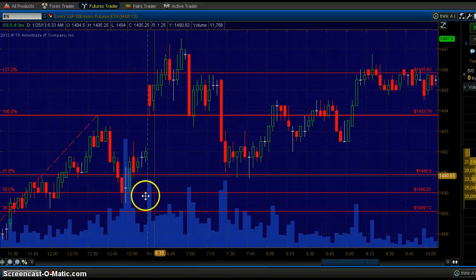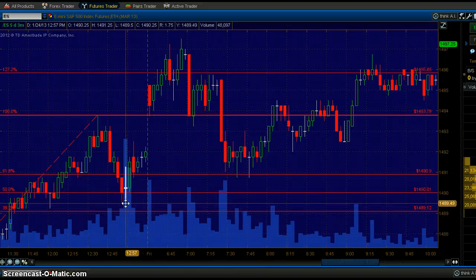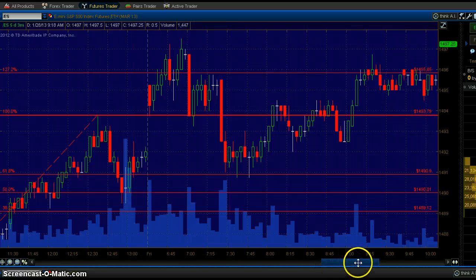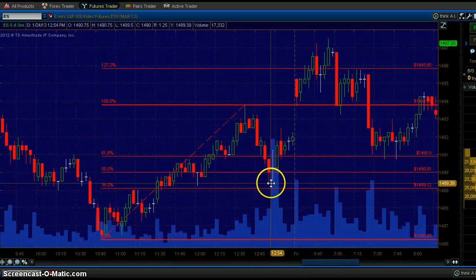So with Fibonacci, you want to show the overlapping levels. So this was the recent major move, and this was the minor move.